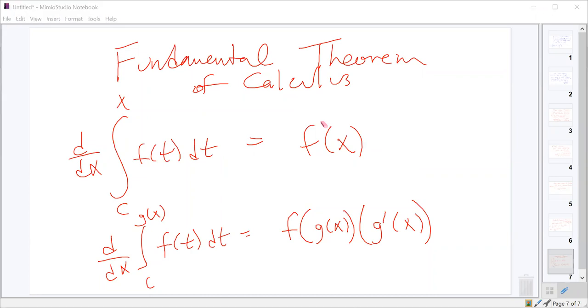Everybody go with that? So you take f and evaluate it at g, and then multiply by the derivative of g. That's the first part of the fundamental theorem of calculus. Everybody go with that? Other theorems we can think of?